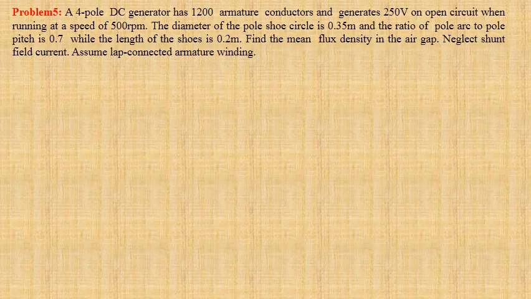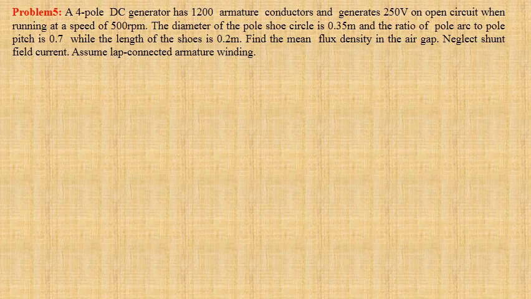Problem number 5. A 4-pole DC generator has 1200 armature conductors and generates 250 volts on open circuit when running at a speed of 500 RPM. The diameter of the pole shoe circle is 0.35 meter and the ratio of pole arc to pole pitch is 0.7, while the length of the shoes is 0.2 meter. We have to determine the mean flux density in the air gap. We have to neglect the shunt field current and assume lap connected armature winding.